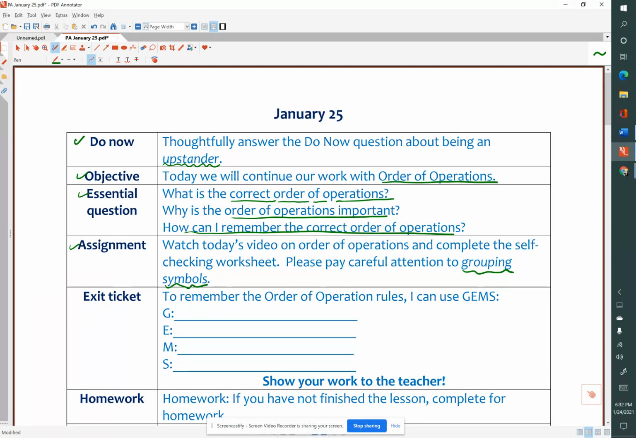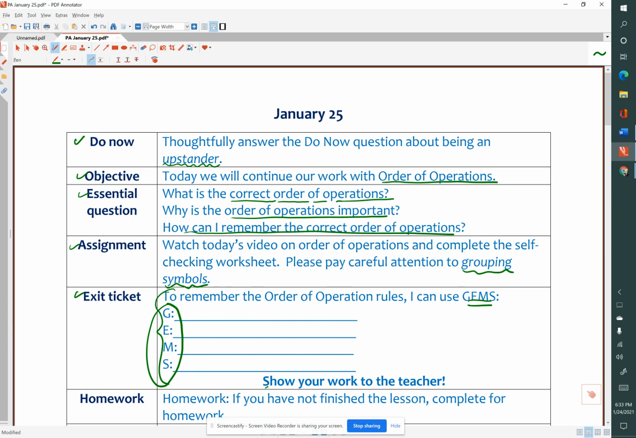Our examples today will be a little bit more difficult, and that will have a lot to do with grouping symbols. Our exit ticket, we've been doing kind of a similar exit ticket every day, but what does that tell you? I want you to remember the order of operations. It's a really crucial skill for you to go into ninth grade algebra with. So let's make sure you've got that down pat, okay?